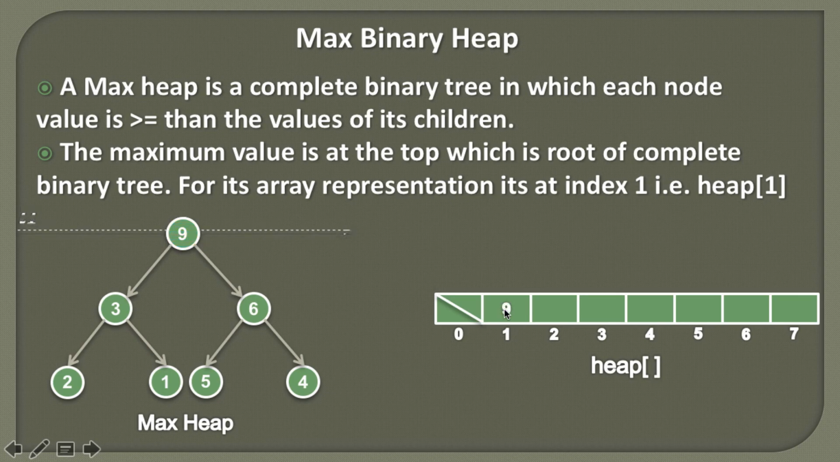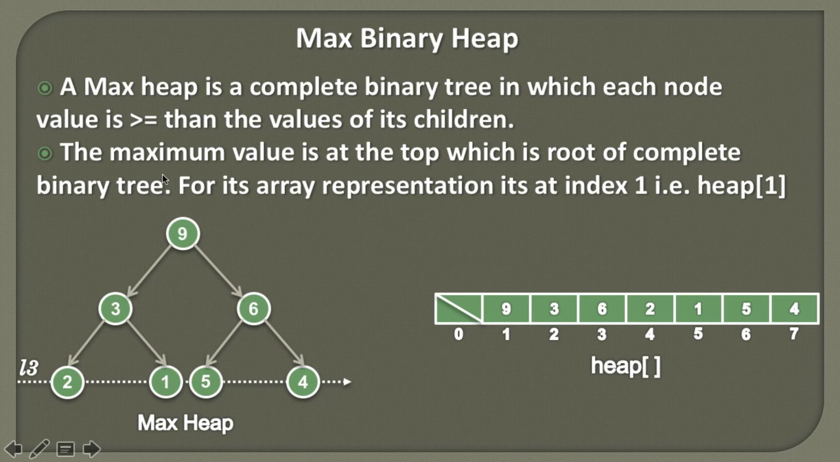Similarly, at level 2 we have 3 and 6. So 3 is placed at index 2 and 6 is placed at index 3. And at level 3 we have 4 nodes: 2, 1, 5 and 4. So 2 is placed at index 4, 1 is placed at index 5, 5 is placed at index 6 and 4 is placed at index 7.